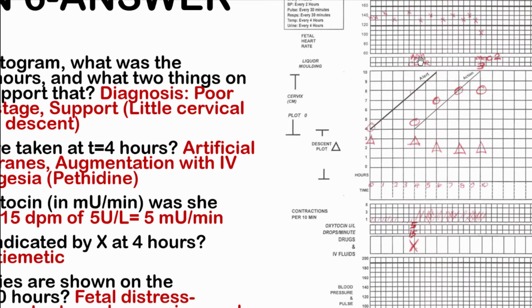So when you do a VE and you realize that the membranes aren't really ruptured, you can artificially rupture the membrane. It sometimes increases the cervical dilatation or hastens the cervical dilatation. So the ARM simply stands for artificial rupture of membrane. And what was noted is that the amniotic fluid was clear at this point. So they ruptured the membrane.